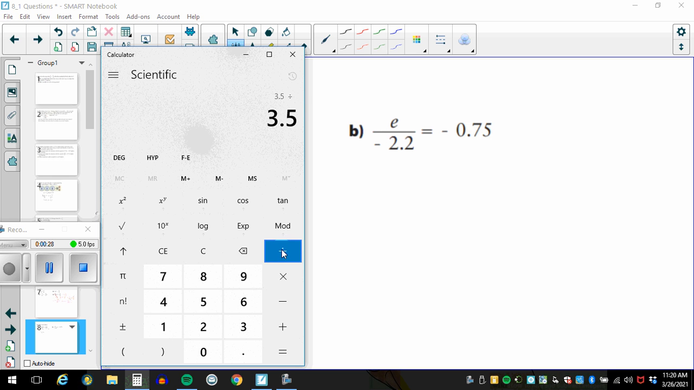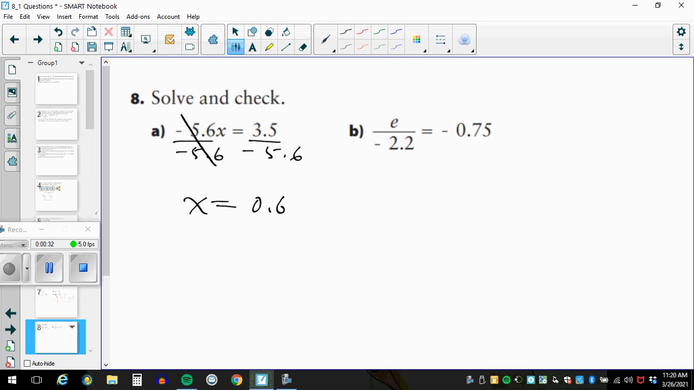3.5 divided by 5.6 equals 0.625. Is that going to be a positive or negative? It's going to be a negative because this is a positive divided by a negative, and we know those are opposite signs. So we end up with negative.